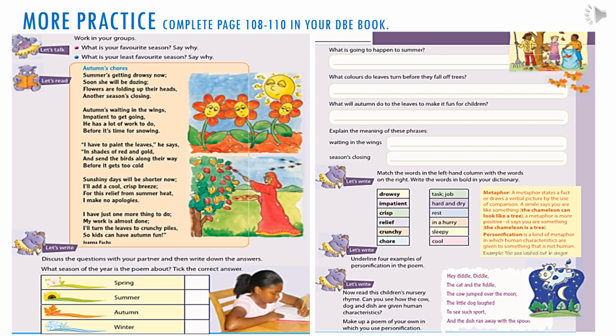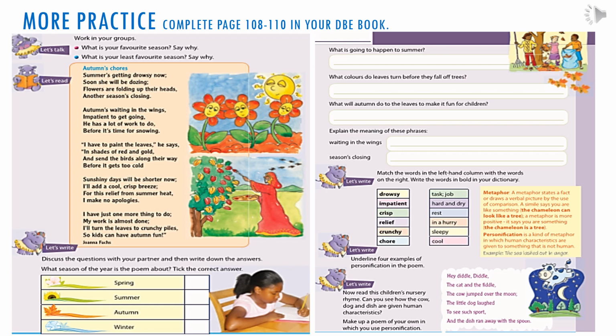"I have just one more thing to do. My work is almost done." Who is talking there? Think very carefully about what we said before and say your answer out loud or write it down. Autumn is talking. We still have Autumn being personified and being made to be a real person.